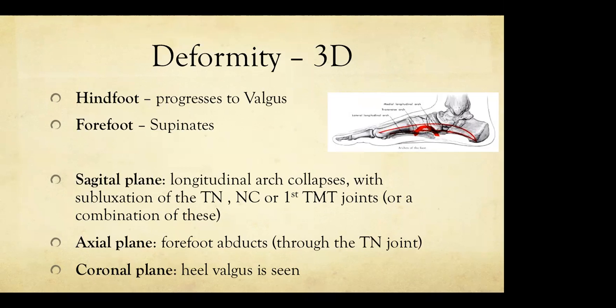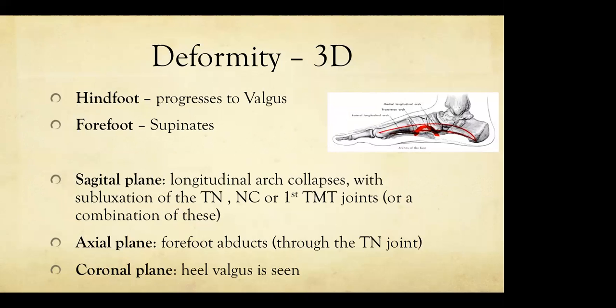So if you remember CTEV casting, the first cast is to exaggerate the deformity, where you supinate the foot so that the forefoot comes in line with the hind foot. So the deformities are three-dimensional. The three dimensions are the sagittal plane, which is in this plane, the axial plane, which is the cross section, and the coronal plane, which is across the malleoli.